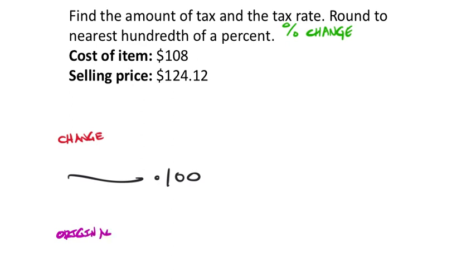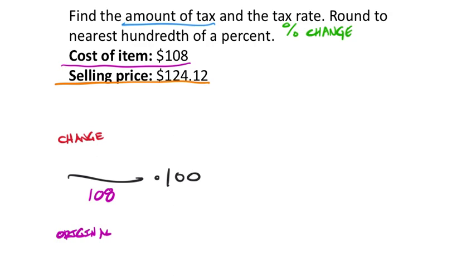Okay, so it says the cost of an item is $108. That's how much you're going to have as an original, or I guess we could say starting value, it doesn't matter. But 108 is the original value, $108, okay? The selling price is $124.12. So this would be after a tax. Now, it does also ask for an amount of tax, which we will find.